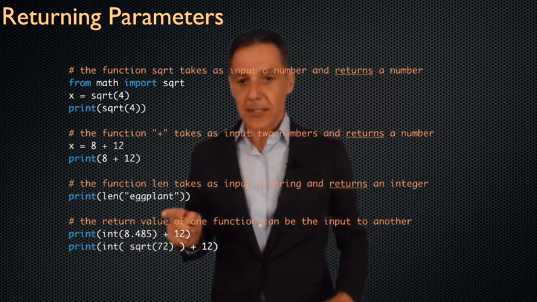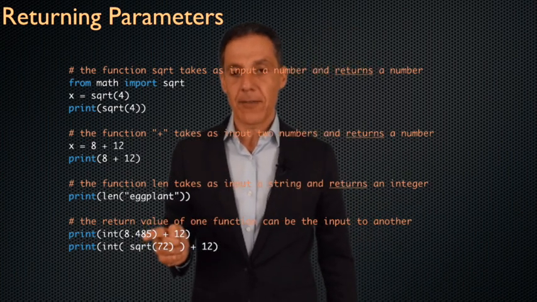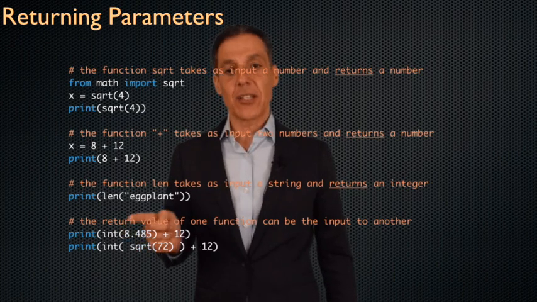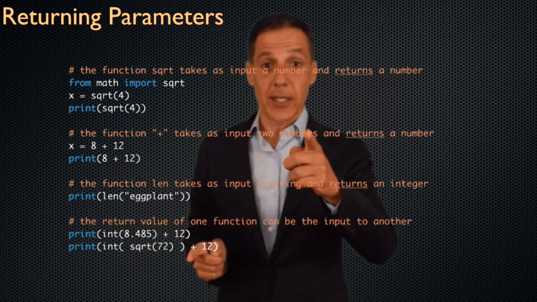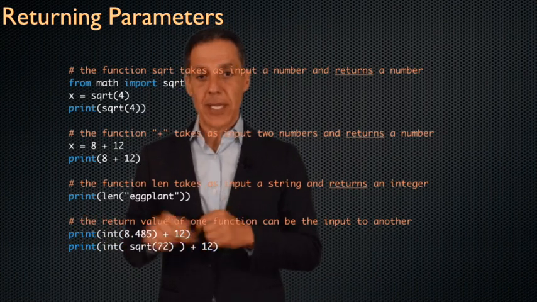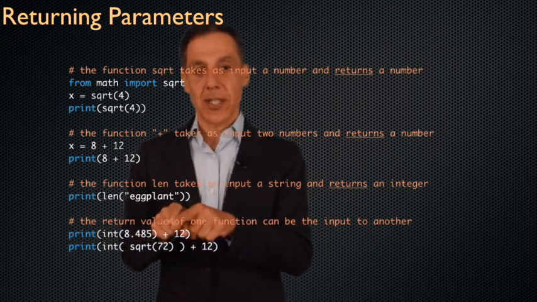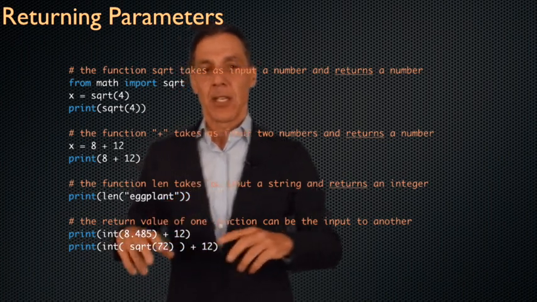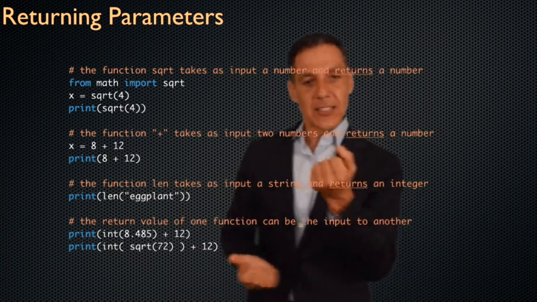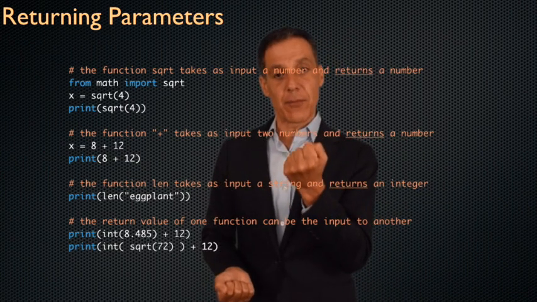So for example, I can take the number 8.485 as input to a function called int. Int converts a floating point number into an integer. And then I take the output of that, which is returned to me, and I use that as input into the plus operator. Right? So we can do this, sort of iteratively. So I get to choose what I want to do with that return value.